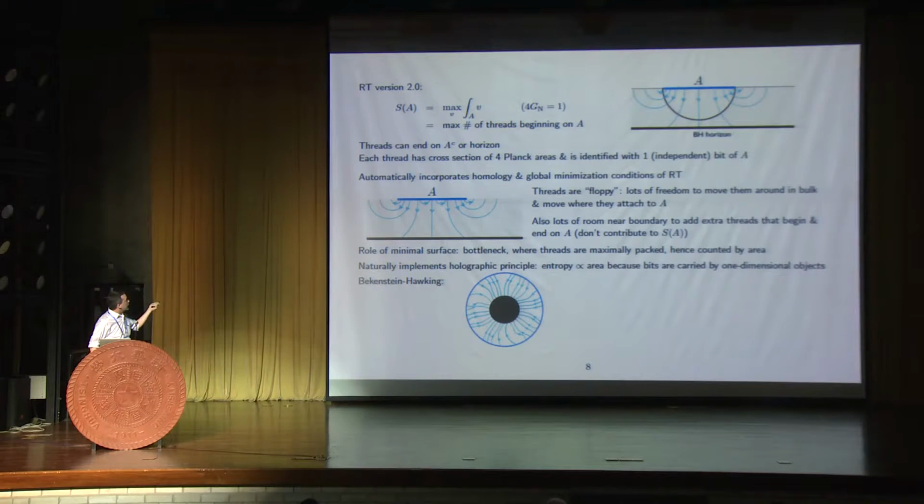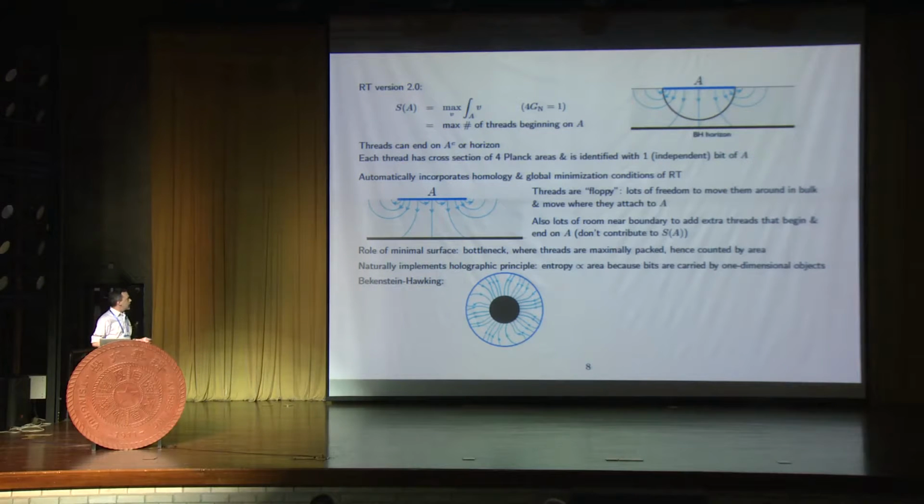So now my entanglement entropy of A is equal to the maximum flux through A, which is also the maximum number of threads in the bulk that begin on A. Where do the threads go? They can end on A complement. If there's a horizon, they can end on the horizon. That's allowed too. And so the rules of the game are, first of all, that the threads cannot be packed more tightly than 1 per 4 Planck areas. So that's some law of nature. And the other is that the entropy is given by the maximum number of threads. Okay, so those are the 2 rules.